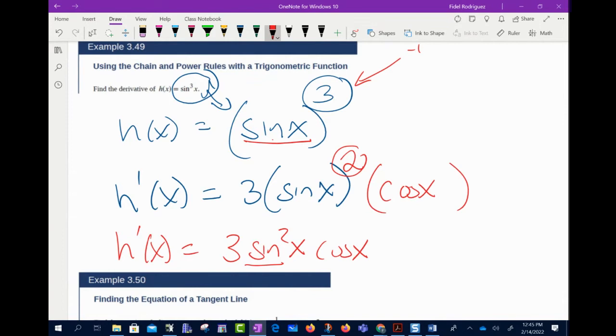Now we can't factor out the x number because the trig functions are a function of the angle, right? So I can't separate the angle.